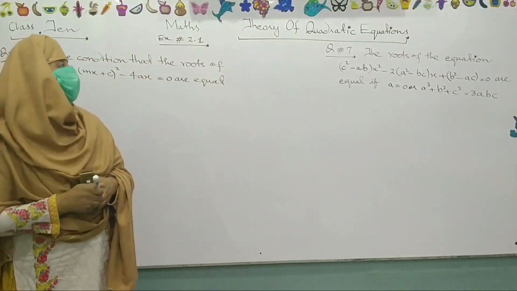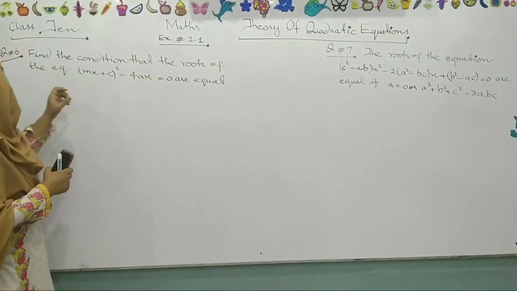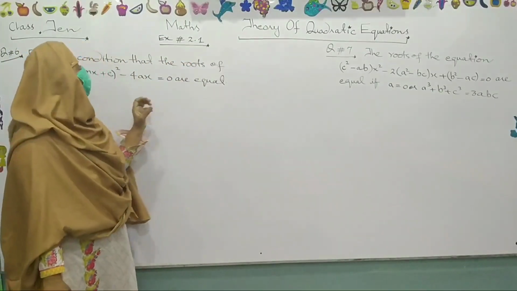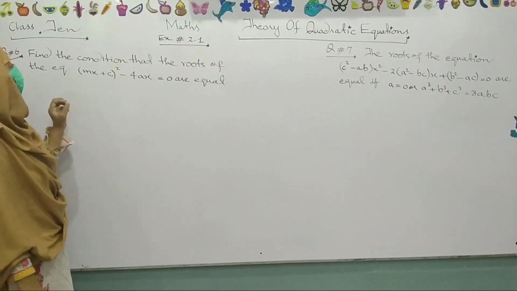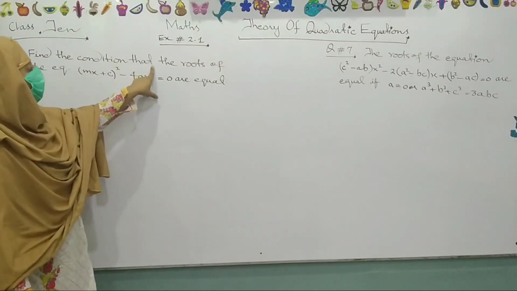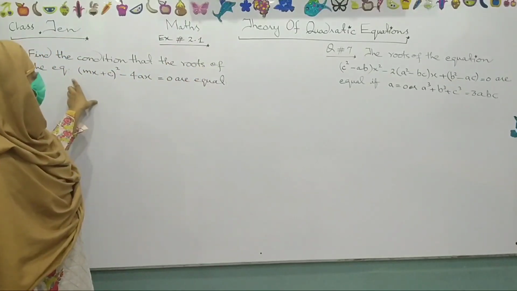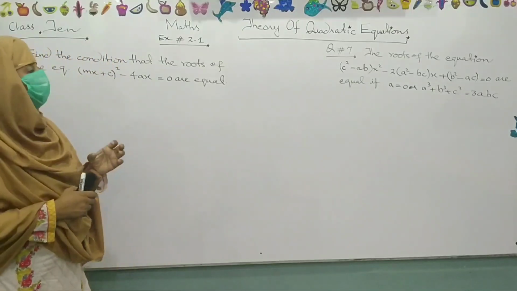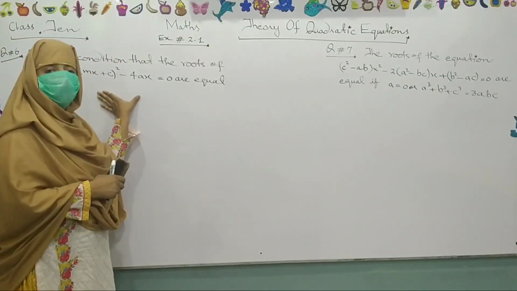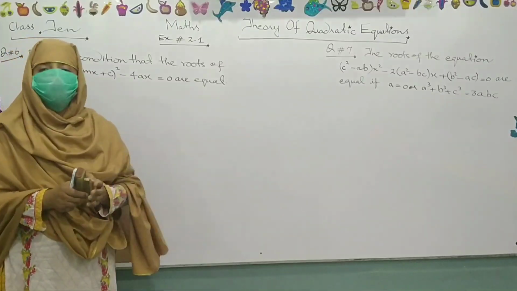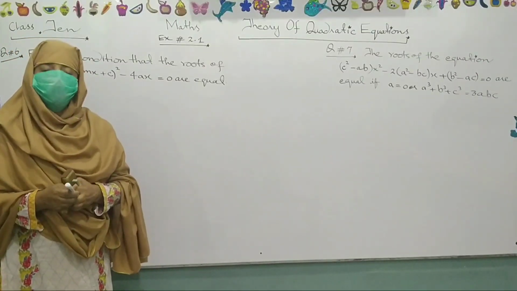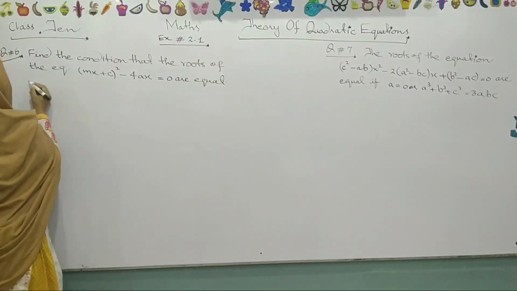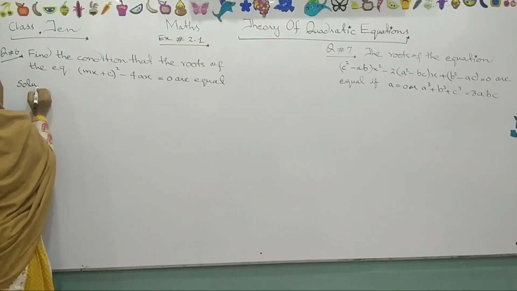Students, now we are doing question number 6 of exercise 2.1. What is the statement of the question? Find the condition that the roots of the equation are equal. We have to find the condition for which the roots of this equation are equal. You know well, the roots of a quadratic equation will be equal if and only if the discriminant is equal to 0. So, first of all, what is my first step in the solution?